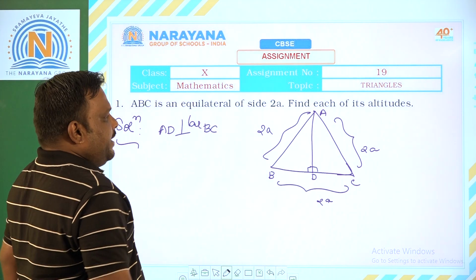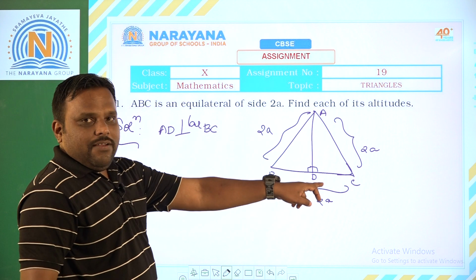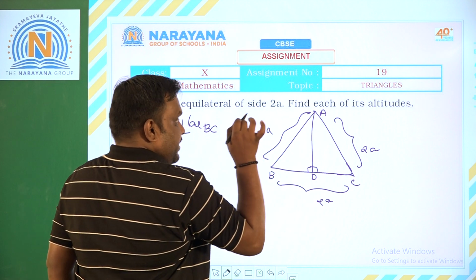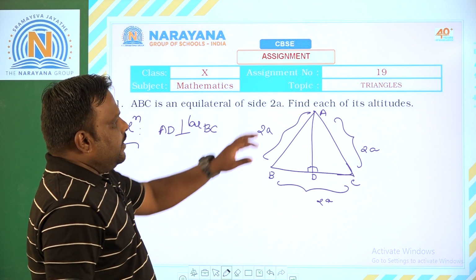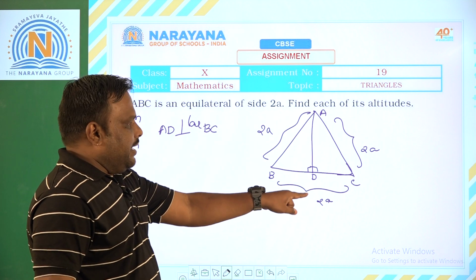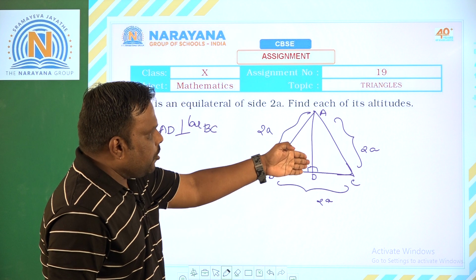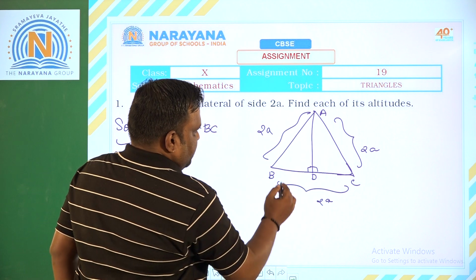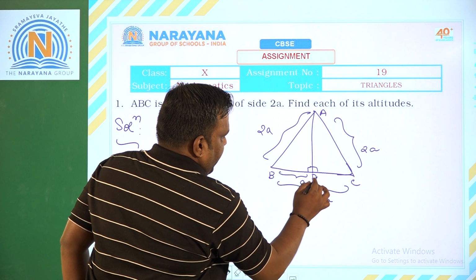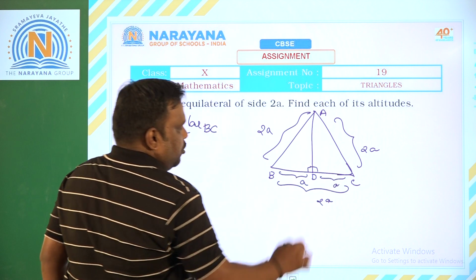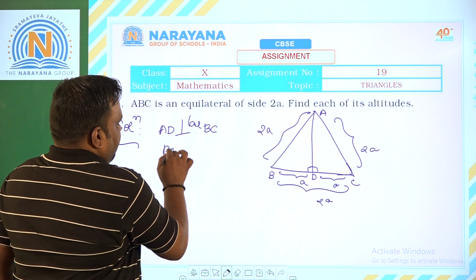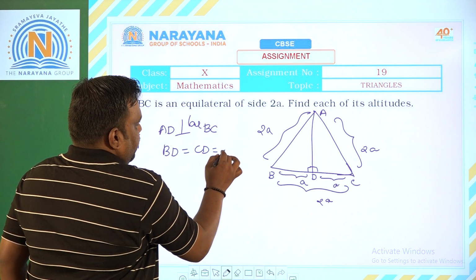Now we know that in an equilateral triangle, the perpendicular will be equal to the median. That means it divides the base into two equal parts. So BD will be equal to A and CD also will be equal to A. And in that case, we can write BD equal to CD equal to A.